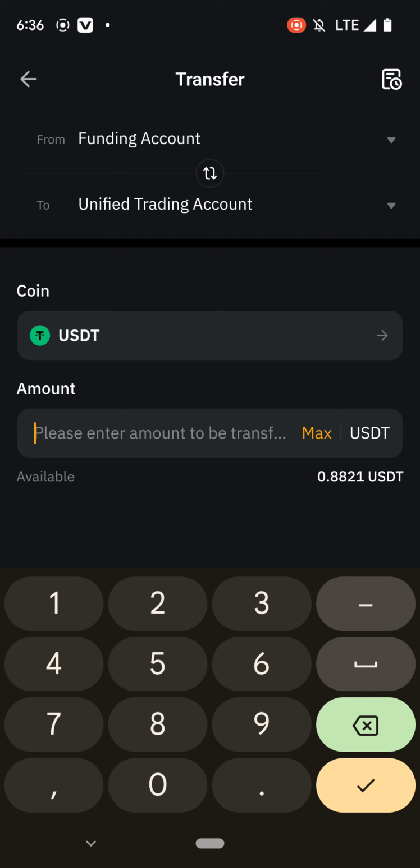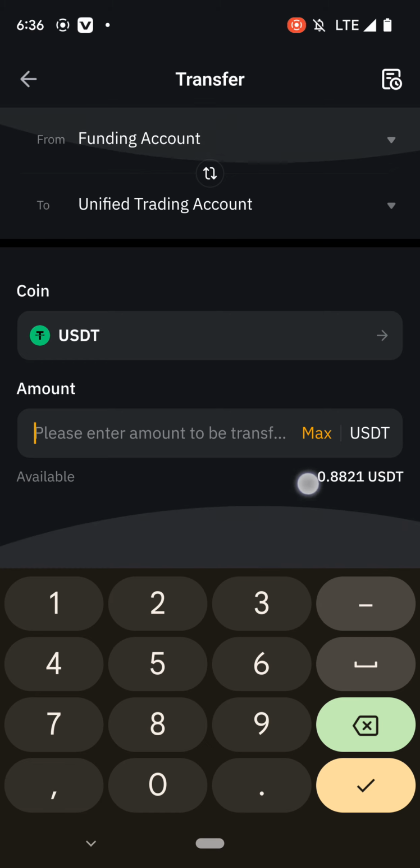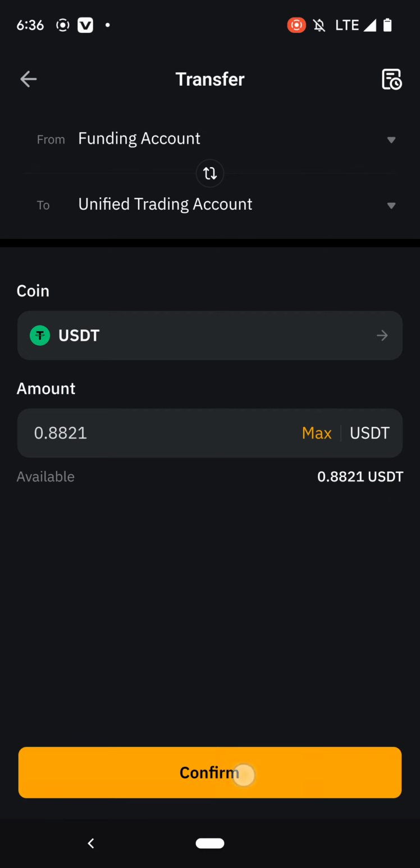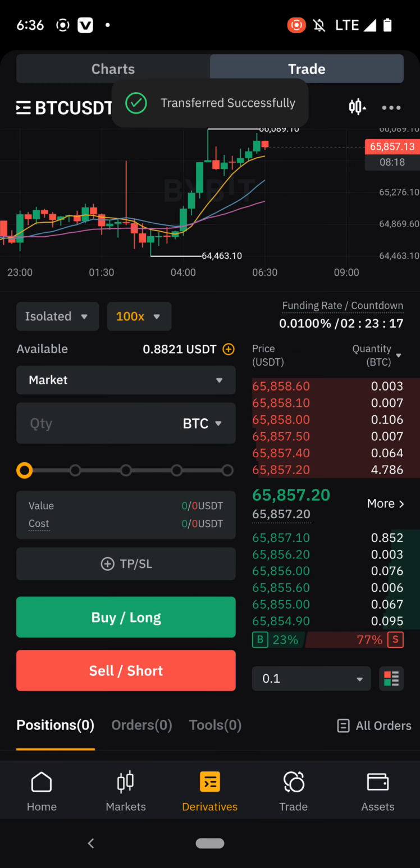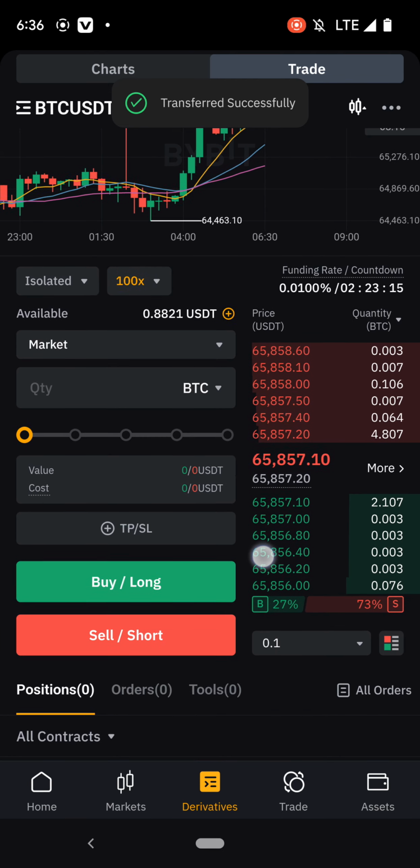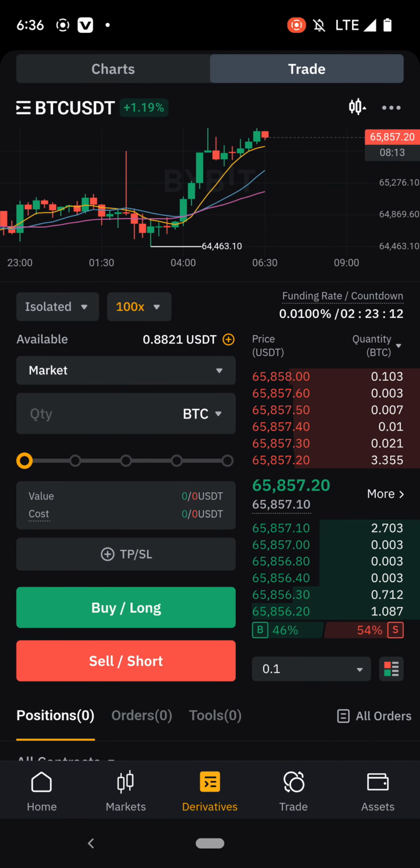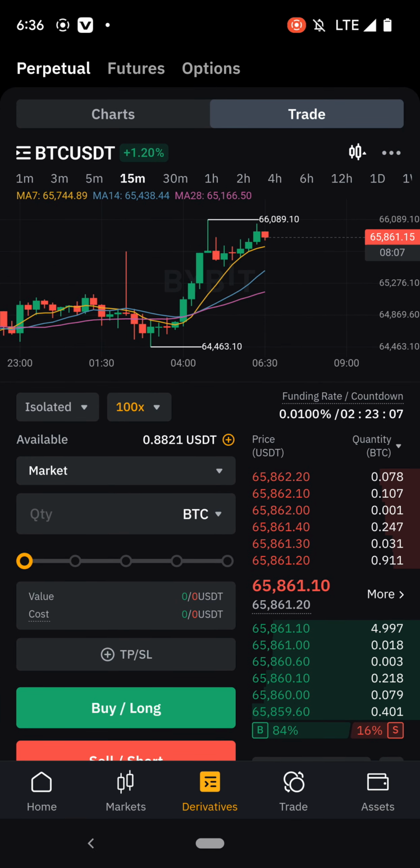You can decide to select any amount that you transfer into your trading account. So me, since this is just an account that I'm using to demonstrate, I'll just click on max. Since I have just maybe $0.8, I'll just click on max. From max it will take me back to where I am supposed to trade. You can see this available has now changed. You can now see a figure there. It means I actually have something that I can trade with here.